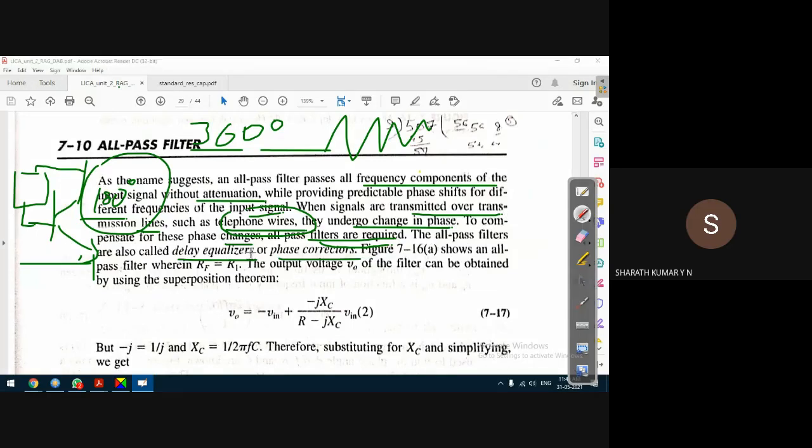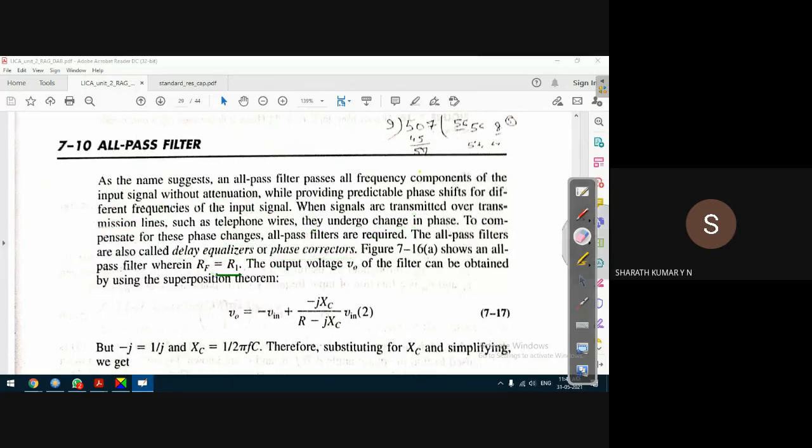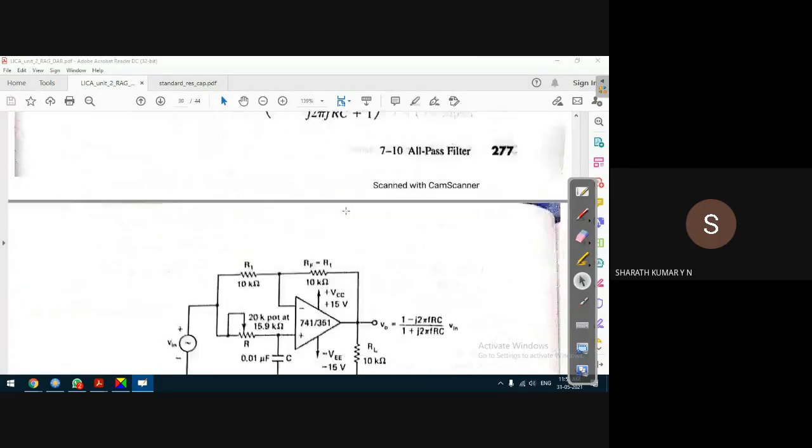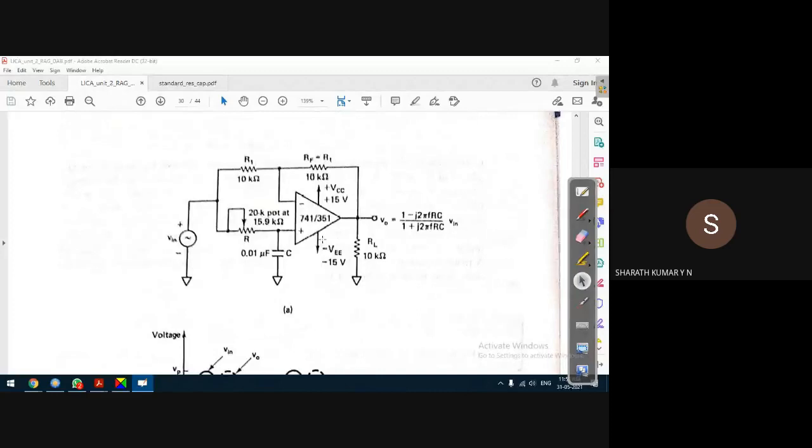Let us look into the circuit, guys. The all pass filter has RF equal to R1. The output voltage V0 of the filter can be obtained by using the superposition theorem. First, let us look into the circuit, then we'll come back to this. Here we go. This is the circuit for what is known as the all pass filter.